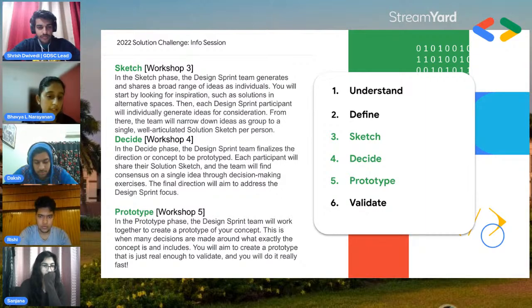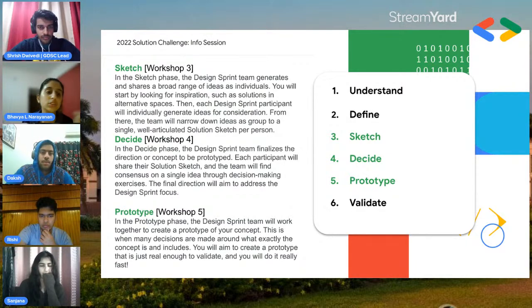Then the decision phase is where the team finalizes on a prototype or a concept. Each participant will share their own idea, and people will come together and decide how it goes on. This is a decision making exercise, and the final direction will be set by this workshop. Then in the prototype phase, the design team will work together and make a prototype. So if you have an application, how is it going to look? That is the basic aim of this phase.